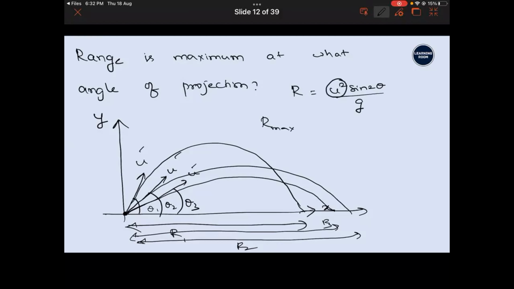U square is a constant because u is fixed. Whereas sine 2 theta keeps changing as you keep changing the angle of projection. Accepted? Right? So for my R to be maximum, I can conclude that my sine 2 theta should be maximum. So when is sine maximum? Sine is maximum when the angle is 90. So 2 theta is equal to 90. Then what should be the value of theta?